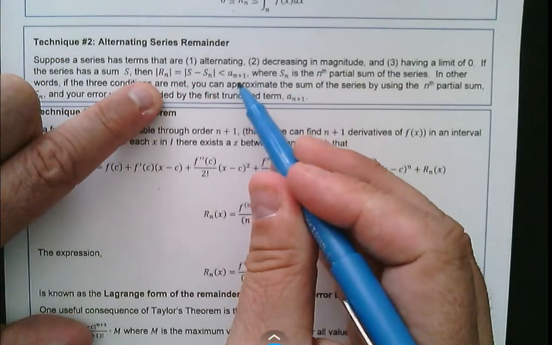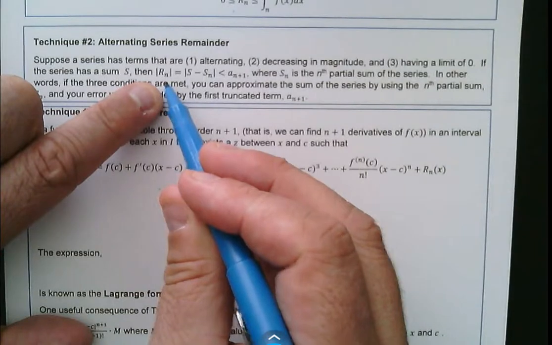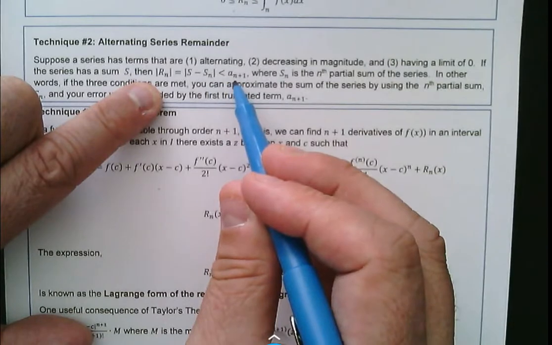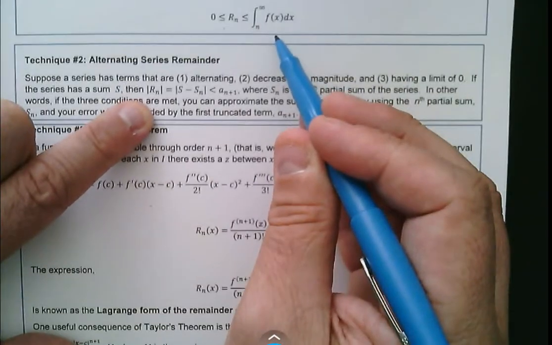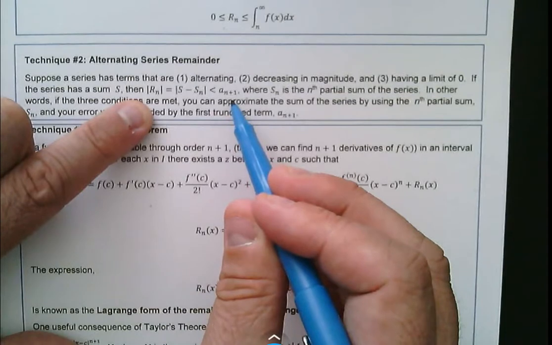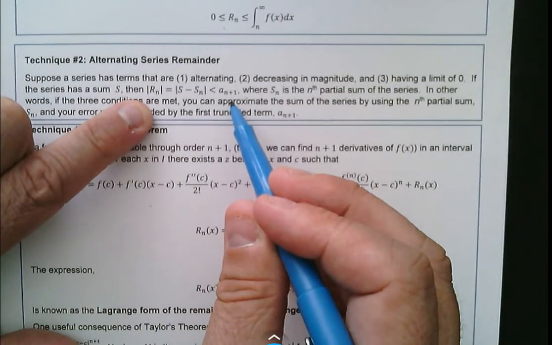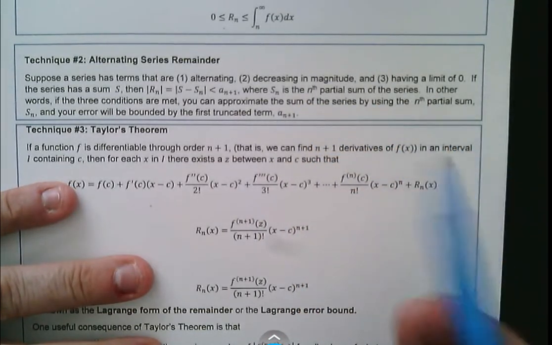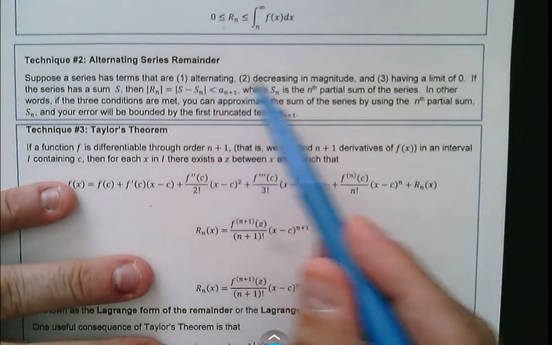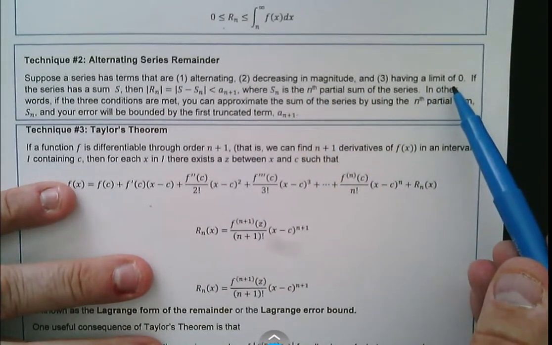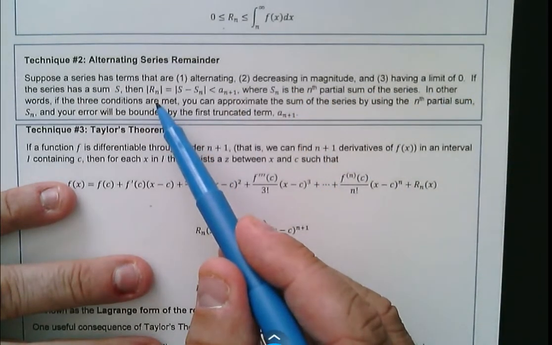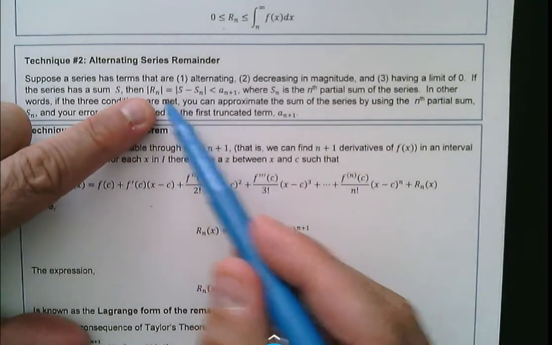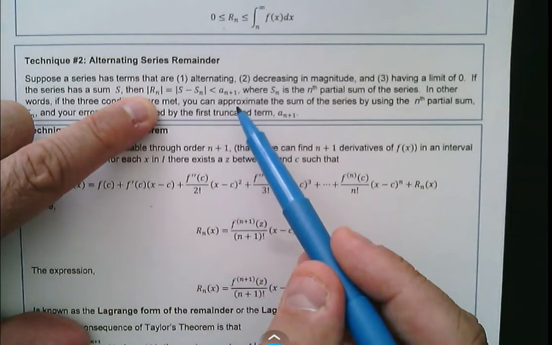I want to look at this one more time. Look at this. The remainder, the difference between the true sum and your partial sum, is not some complicated expression like the integral, it's less than the first term that you did not include. That's it. Where s sub n is the nth partial sum of the series. So if your series is alternating, decreasing, has a limit of 0, then your error, using only the first 5 terms, is less than the 6th term.